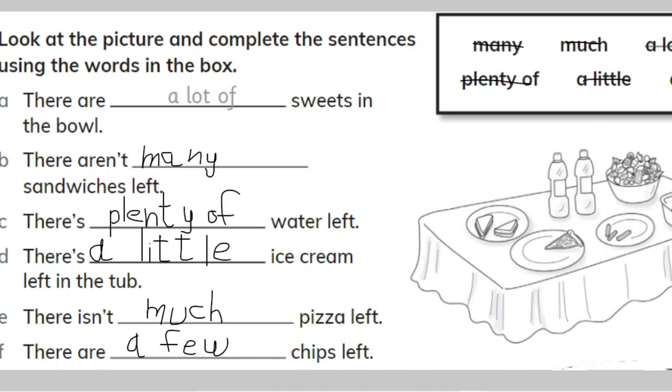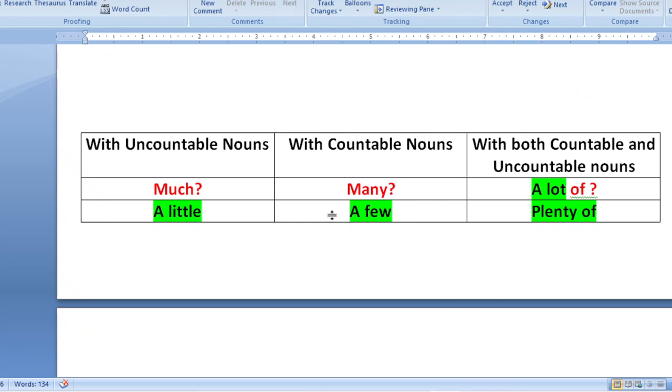That's how you do it. So first look whether it's a positive, negative, or even a question mark, and then look whether the noun is countable or uncountable. Go back to your page, look at this, look at the colors, and then you fill it in.